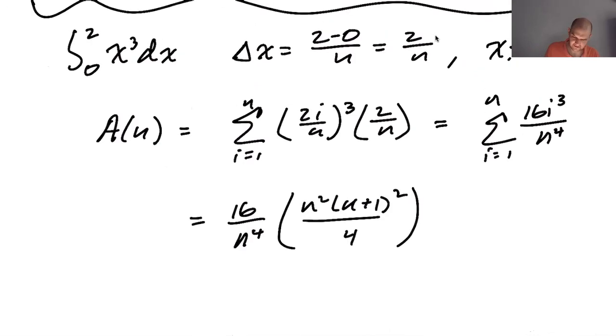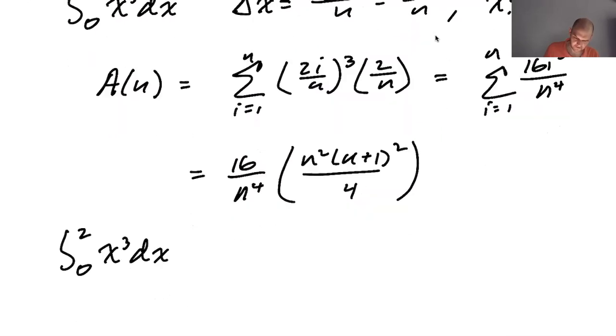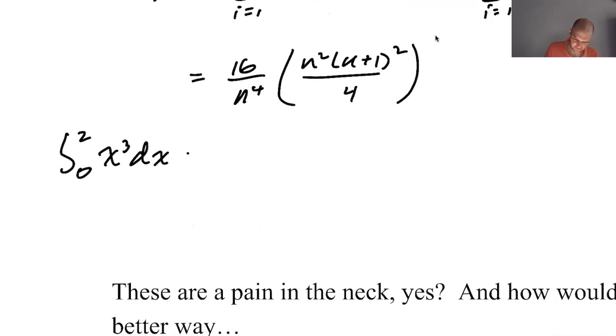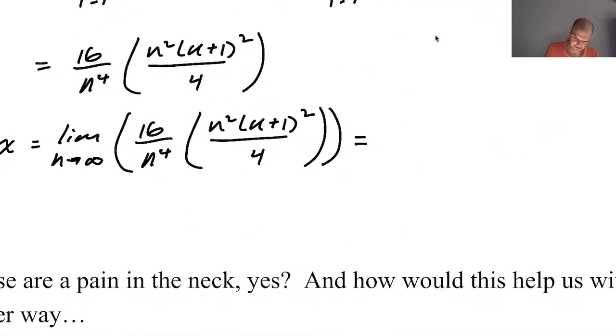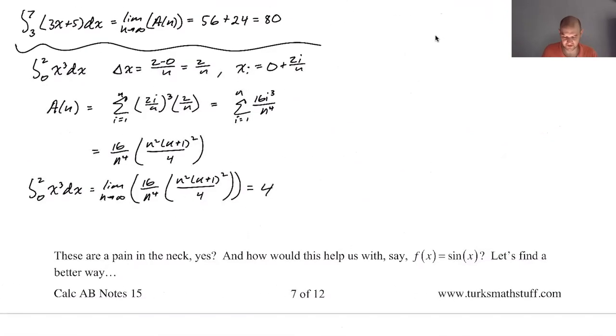And then this is going to be the limit as n approaches infinity of this. And that is 16 over 4. It's 4. Crazy if it is.